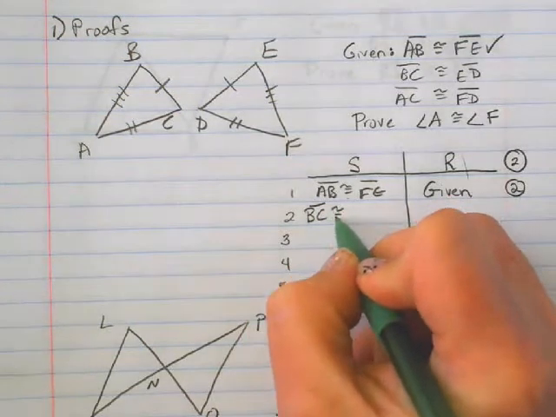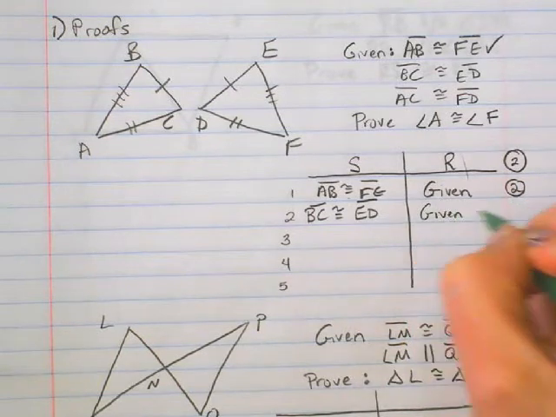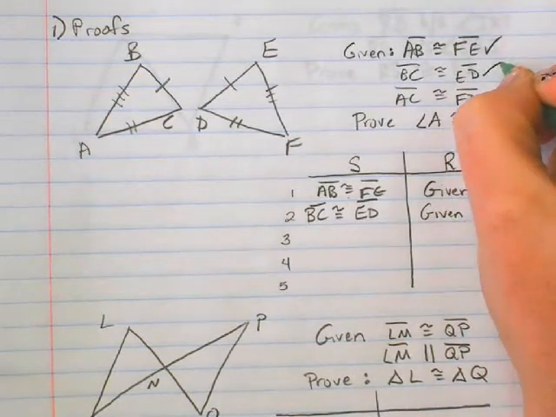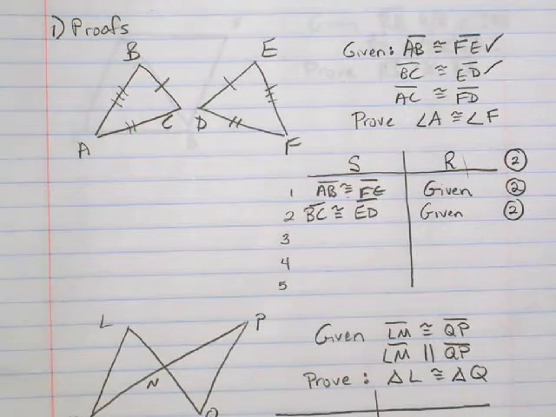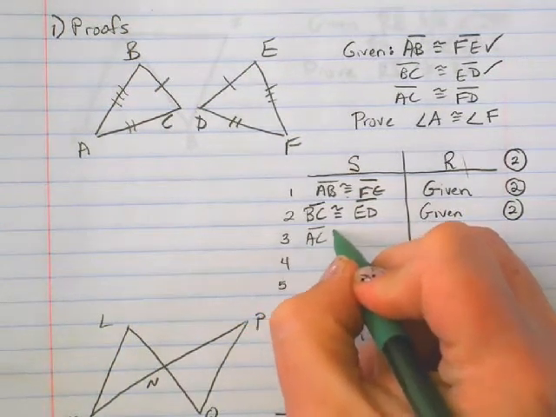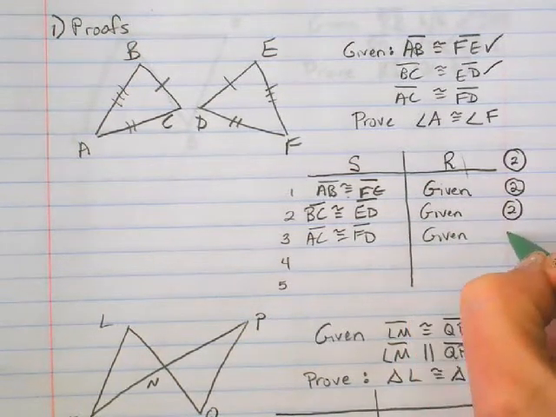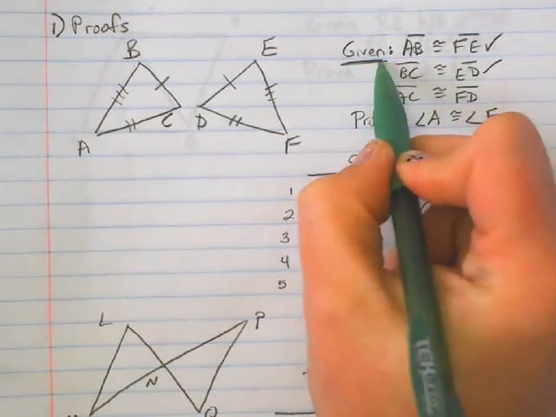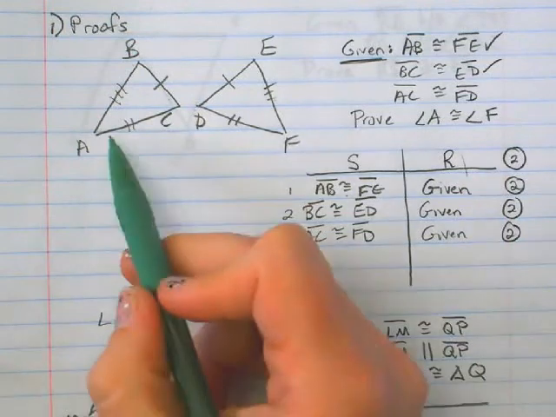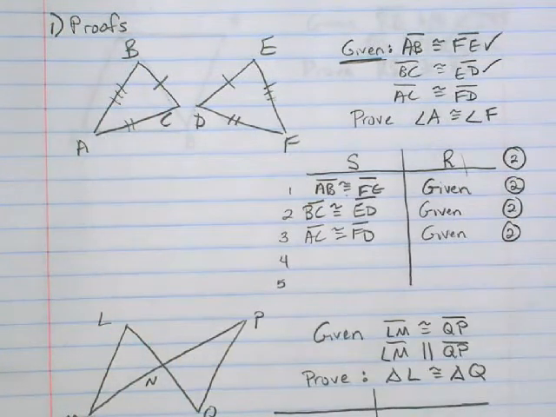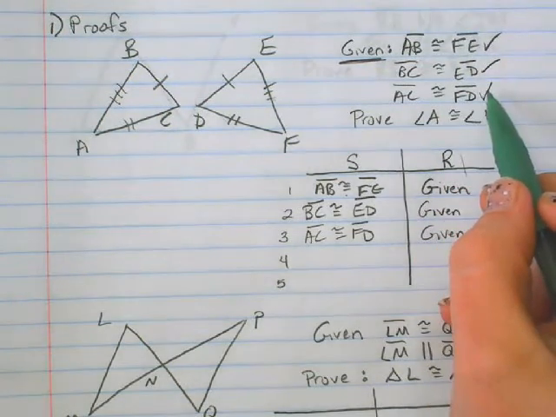Side BC is congruent to side ED. Again, the reason is given. 2 more points. Check it off. Make sure that it's marked on your triangles. Side AC congruent to side FD. Again, it's given. How do I know it's given? Because it's written as given and I see the markings. Make sure the markings are in place, and they are. So, I have my first 3 statements.